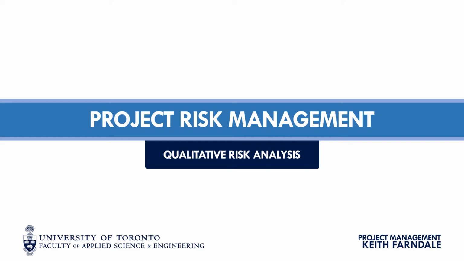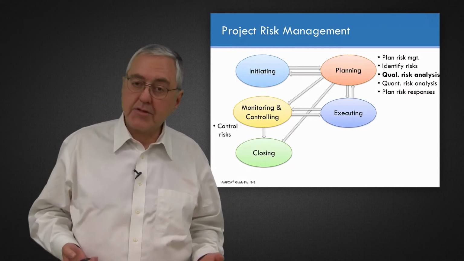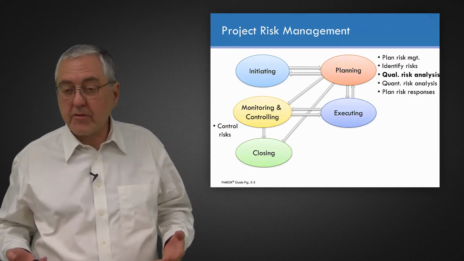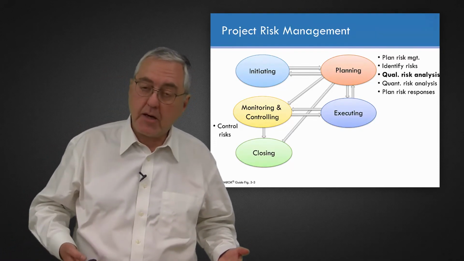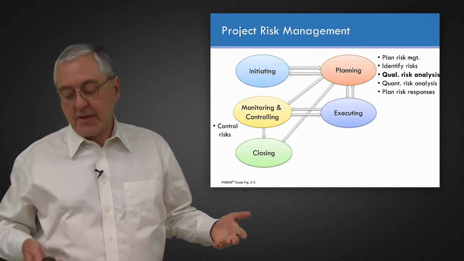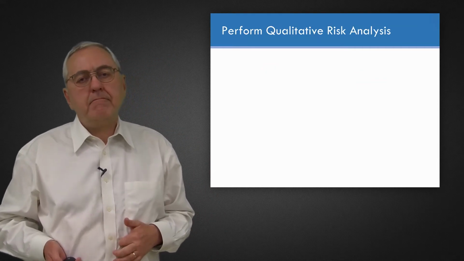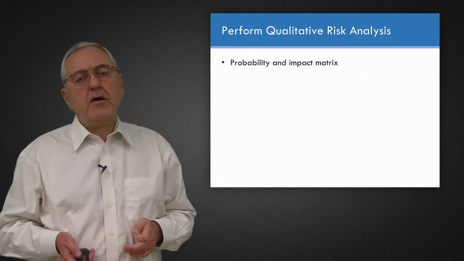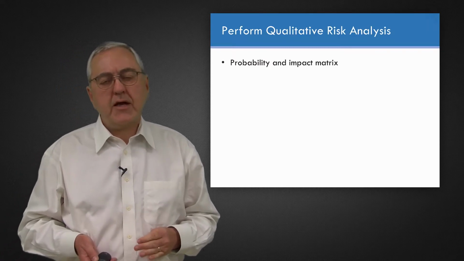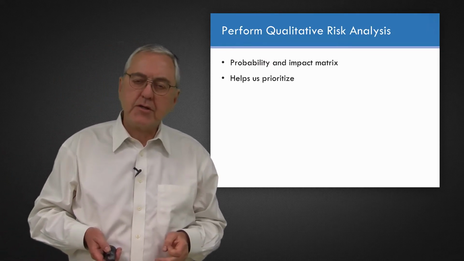We're in the process of qualitative risk analysis as part of project risk management, along with plan risk management, identify risks, quantitative risk analysis, and plan risk response. This is, of course, part of the planning processes of risk management. And when we are performing qualitative risk analysis, we're probably using a probability and impact matrix.